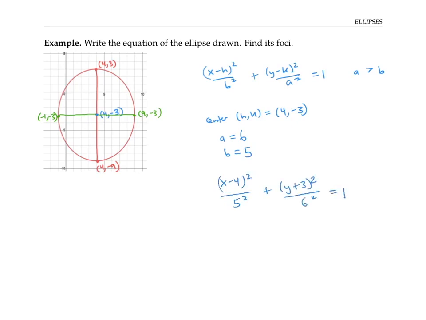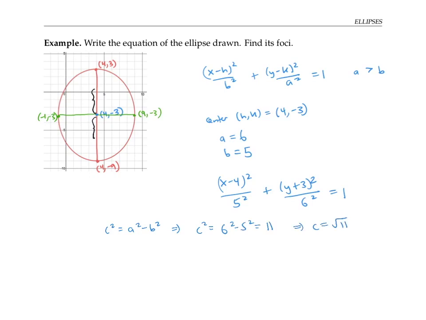The foci are going to be somewhere along the major axis, somewhere above and below the center. To figure out how far they are, I need to use the fact that c squared is equal to a squared minus b squared. So in this case, c squared is 6 squared minus 5 squared, which is 11, which means that c is the square root of 11, which is a little bit bigger than 3.